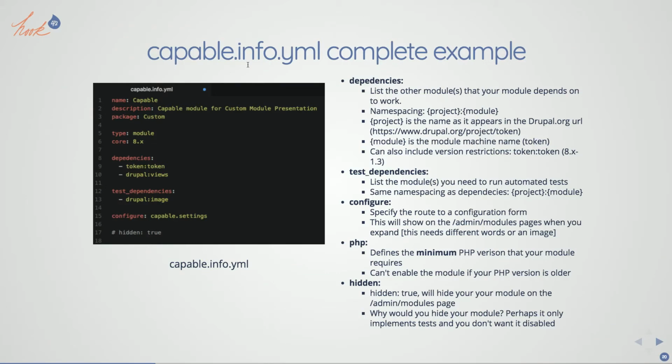We also have a little bit more information. You can list any dependencies you have for tests that are run in your module, and any configuration information. You can define the minimum PHP version, and you can do something called hidden, which I've commented out. If you don't trust people and you think they're going to disable your module, you can make it so it doesn't show up on the admin page for modules. So if you have a testing module, or some fun content editors that like to break things, that's a good idea, possibly.